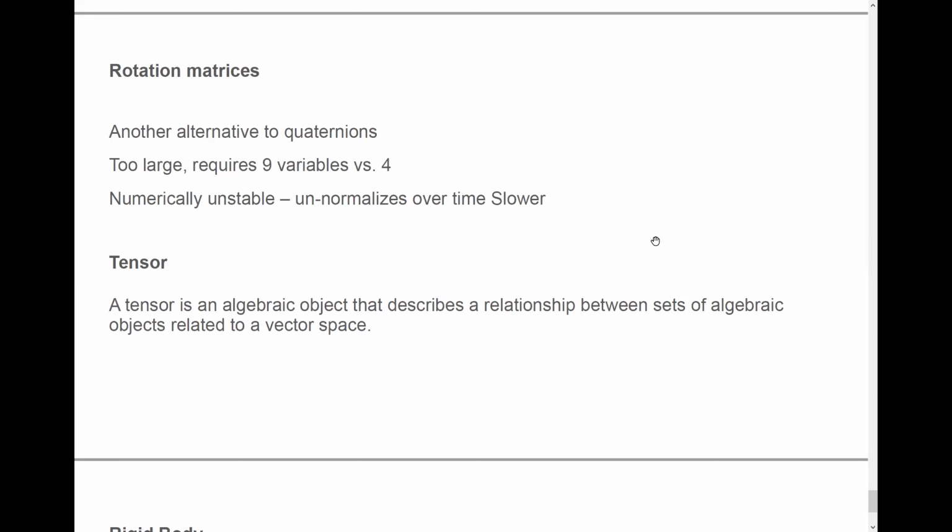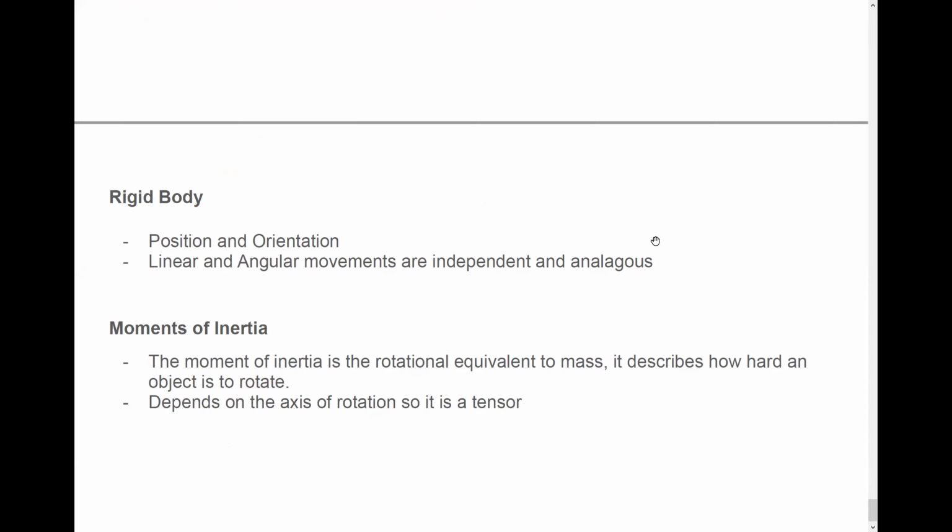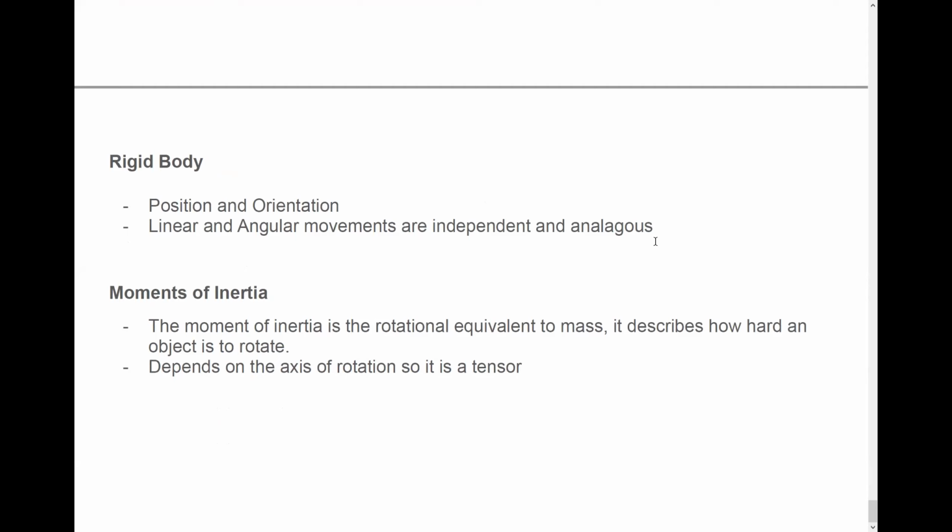And then we have the rotation matrix. It's another alternative to quaternions. Then we have tensors. It's an algebraic object. It describes the relationship between objects related to a vector space. Finally, we have rigid bodies, which we discussed before as well, and we will be discussing in a separate slide set. They have a position, an orientation and movements.